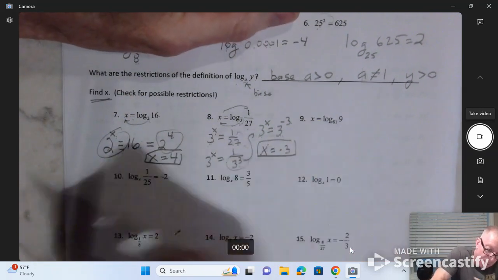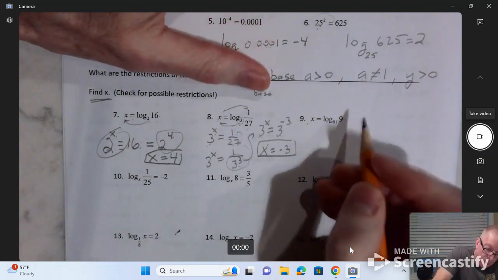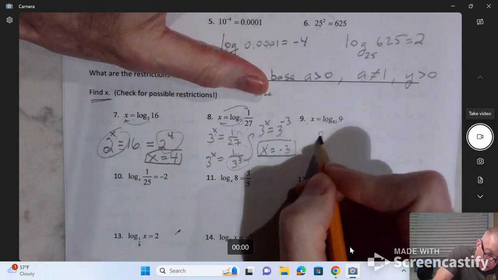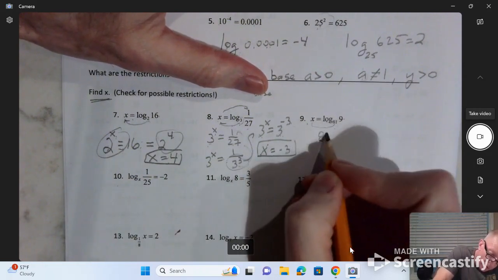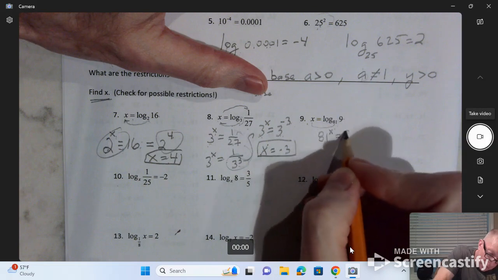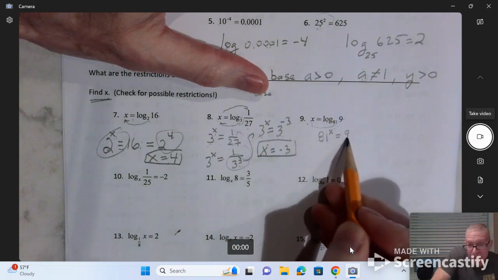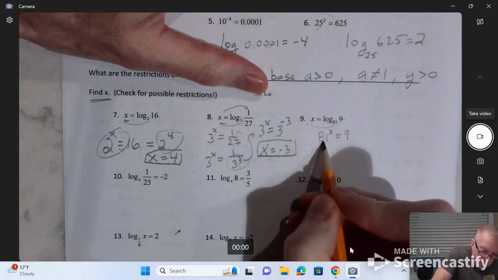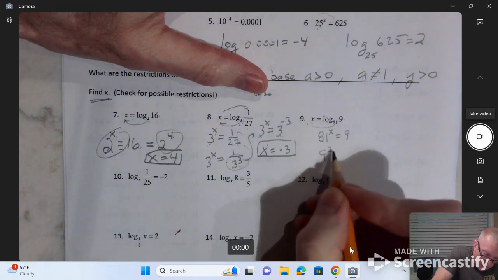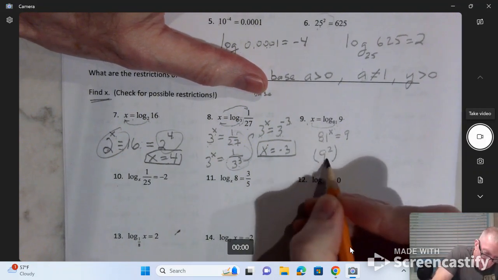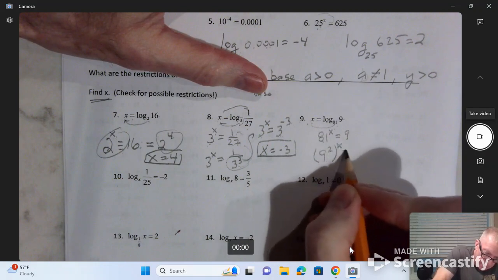Okay, this one I've got x equals log base 81 of 9. 81 is my base. Go over here, 81 to the x is equal to 9. Now here we could get these into the same base pretty easily. 81 is 9 squared. That's my 81. My 81 is raised to the x.